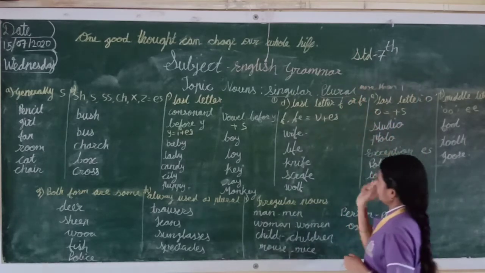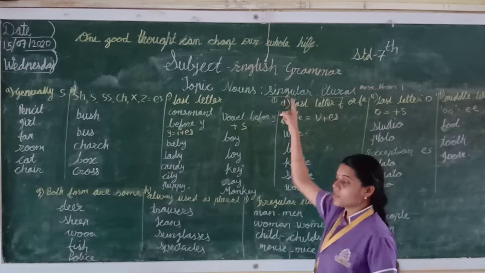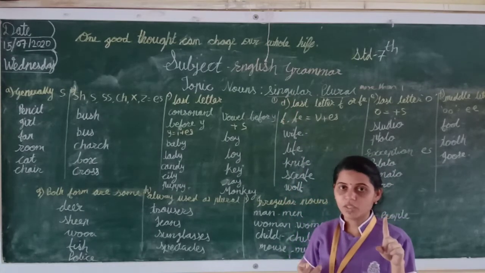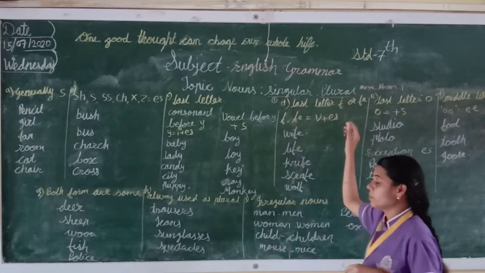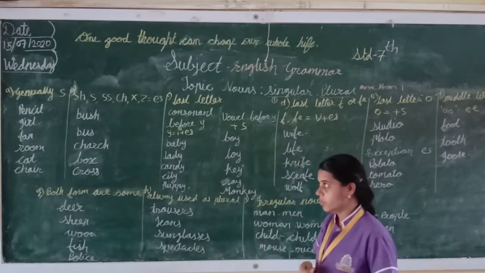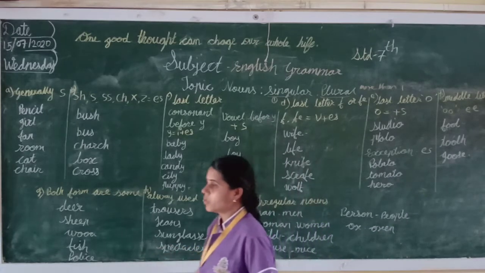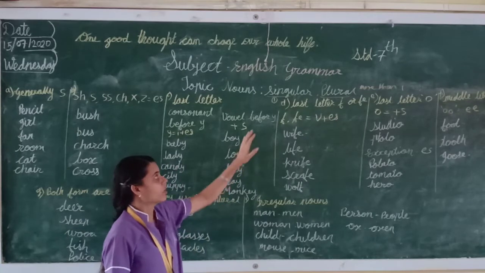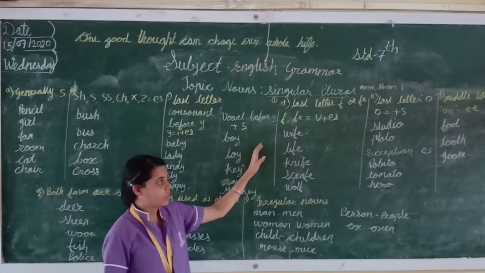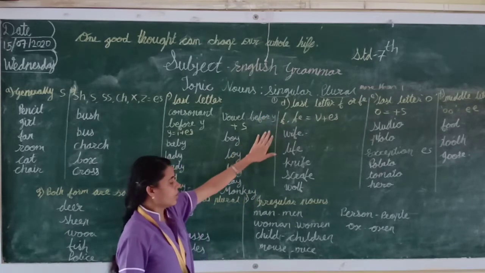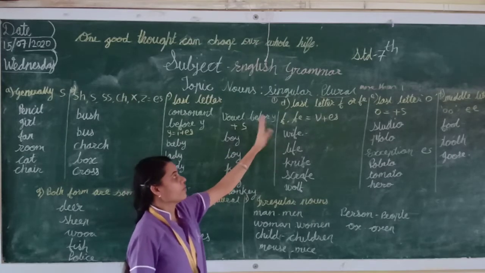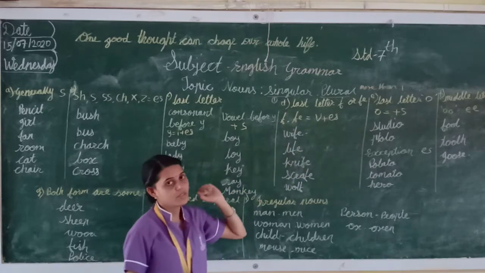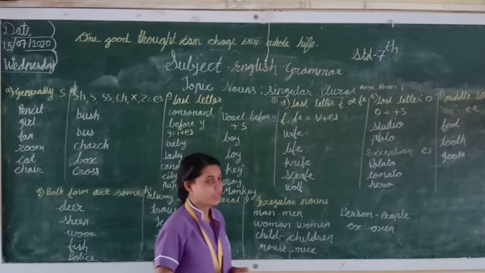Singular means only one thing, one person, one place. Plural means more than one. Now students, we will see the rules of singulars and plurals. Many times in an exam we get this type of question: we have to make a plural from a singular, or a plural is given and we have to make it singular. Now we will see the rules.